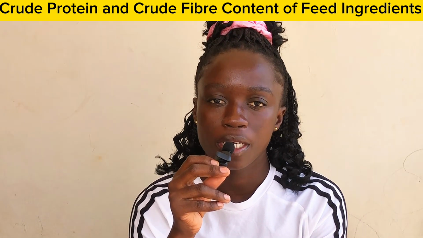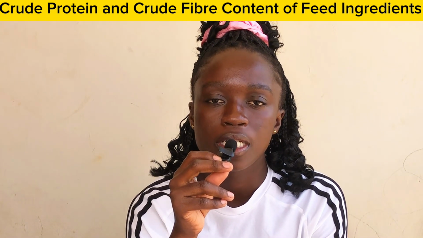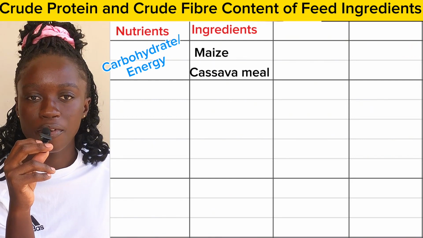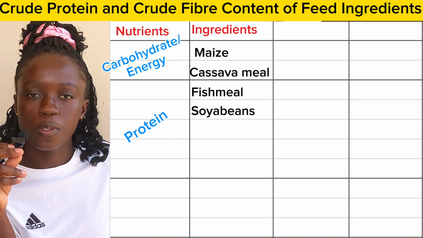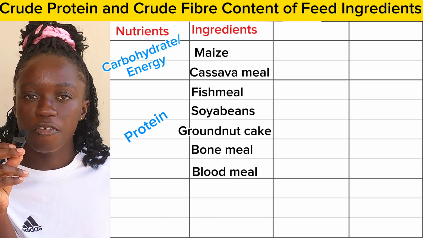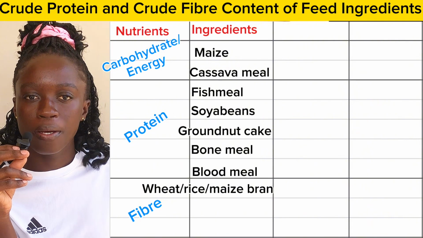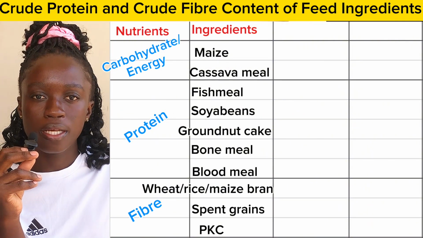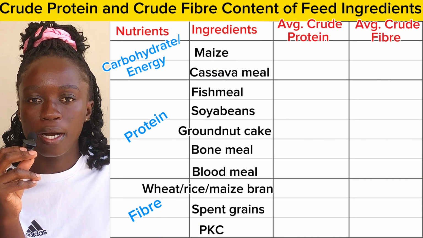So let's make it into a table form so that it will be easier for you to always refer to it. So let's put our carbohydrate ingredients, which are our maize and our cassava meal, and then our protein ingredients, which are our fish meal, soya beans, groundnut cake, bone meal, and then blood meal. And then our fiber ingredients, which are our wheat bran, rice bran, maize bran, spent grains, and then PKC. So on the top part, let's put the average crude protein and then the average crude fiber content.